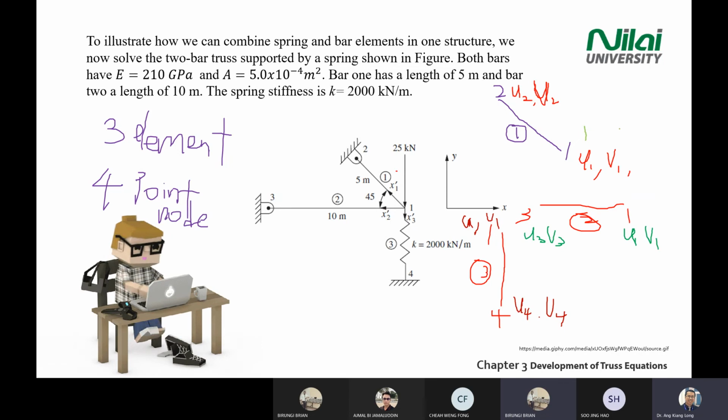I start counting, whether my mathematics is wrong or not. 1, 2, 3, 4. I go to element number 2. u1, v1 are repeated, so I don't need to count. I continue to count: 5, 6. I go to element 3. u1, v1, I don't need to count because they are repeated. 1 and 2 repeated already. I go to point 4: 7, 8. Are you able to see why we have 8 displacements in the system?